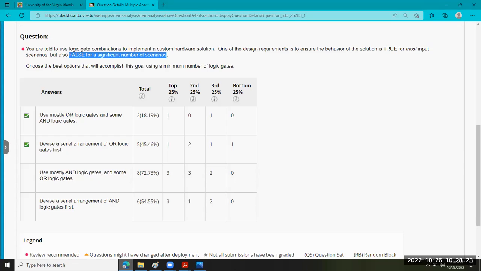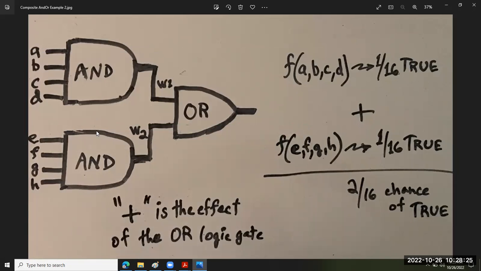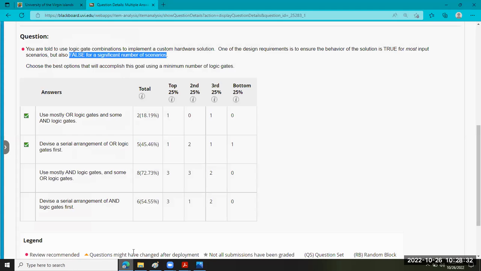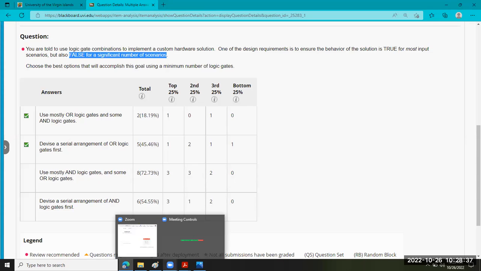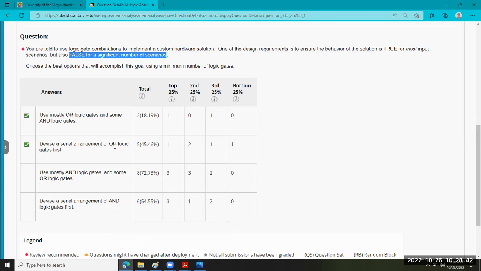So what are we looking for? We're looking for this, except that you have ORs here and you have an AND here. Some of the times we want them to be false, right? So you're devising a serial arrangement of ORs. Now, most students said use mostly AND logic gates and some OR logic gates. Devise a serial arrangement of AND logic gates first.